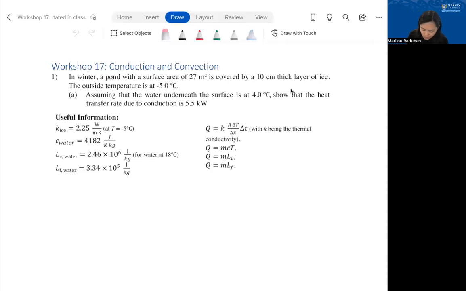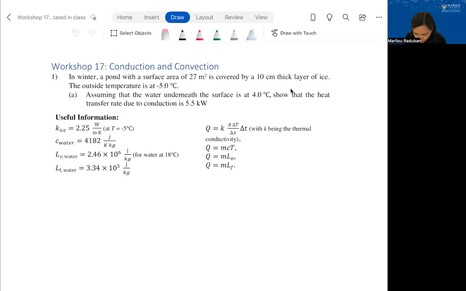Yeah, so in the first question, we're given overarching information that we can use for all of the questions A, B, C, D. In winter, a pond with a surface area of 27 square meters is covered by a 10 centimeter thick layer of ice, and the outside temperature is -5 degrees Celsius.